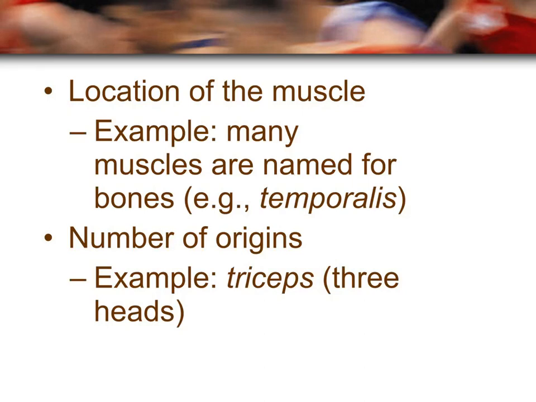Muscles can be named according to how many bellies of the muscle there are. Tricep tells you that there are 3 heads, bicep tells you that there are 2 heads, and quadricep tells you that there's 4 parts to the muscle.